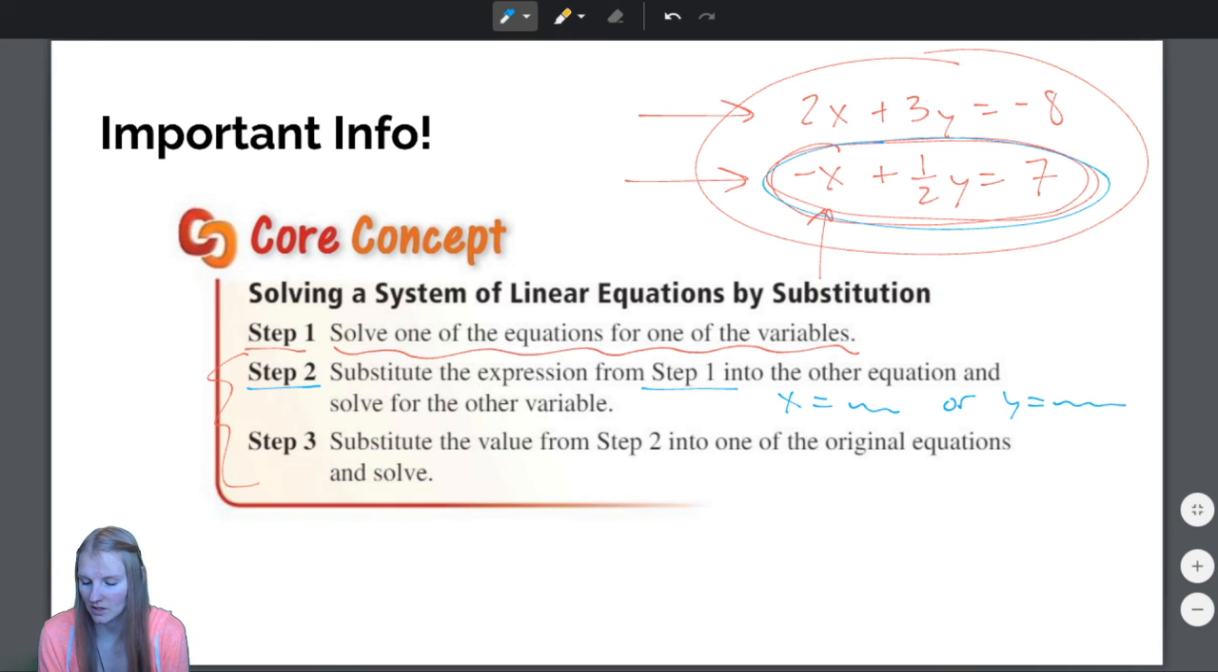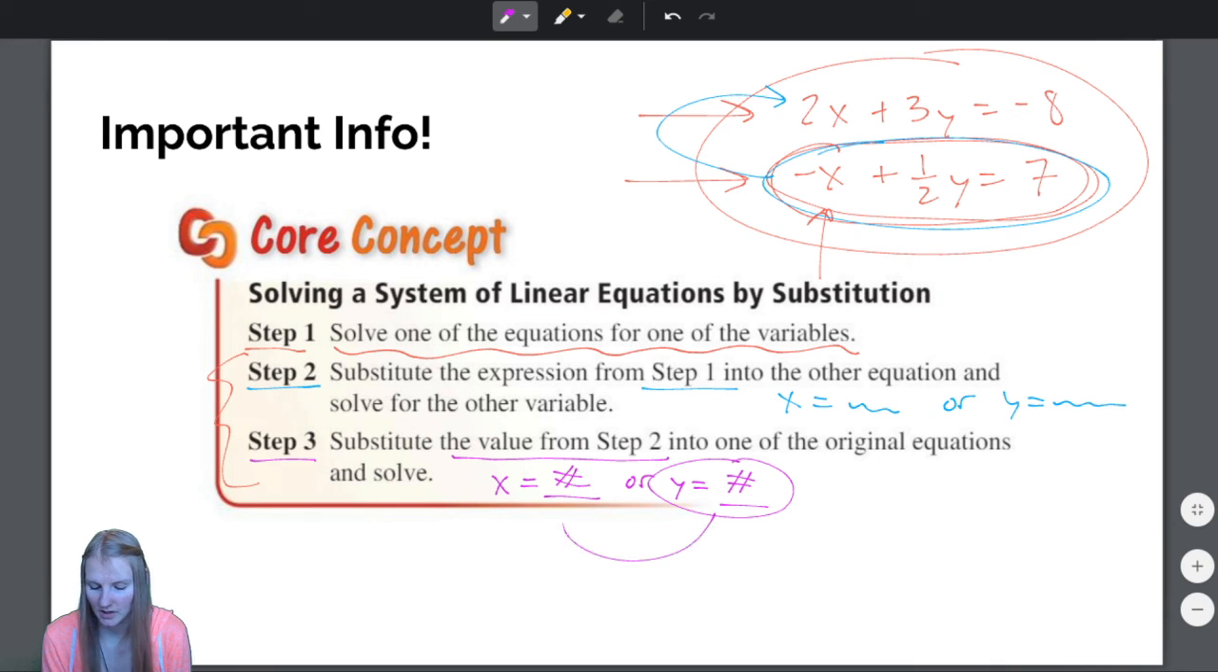So if we picked this equation, now we're plugging it into the other equation. And step 3 was to substitute the value from step 2. So we get x equals a number or y equals a number, and we can use that number to find the other variable. So if I have y equals something, I can then plug that in to one of the original equations to figure out what x is. Alrighty, so those are our steps for solving a system of linear equations by substitution.